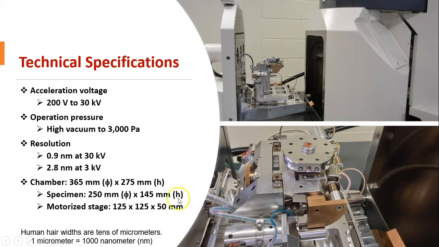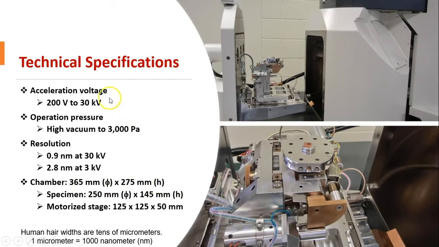And the sample size can be 250 millimeters, and the height is 145 millimeters. You see how small you can go. So, for example, you can disperse some powders on this conducting tape and observe it. And this is the chamber dimension.